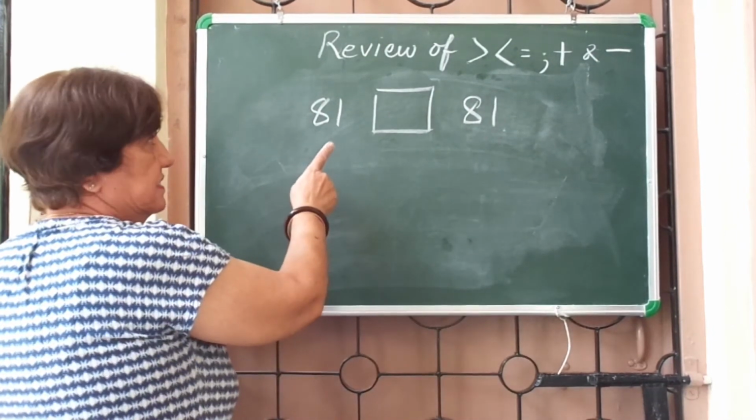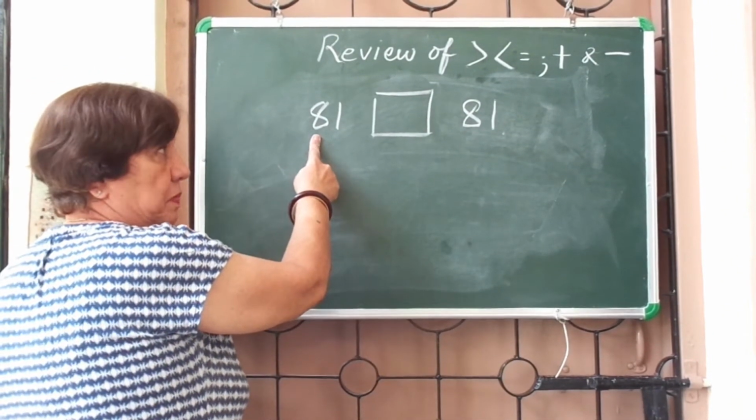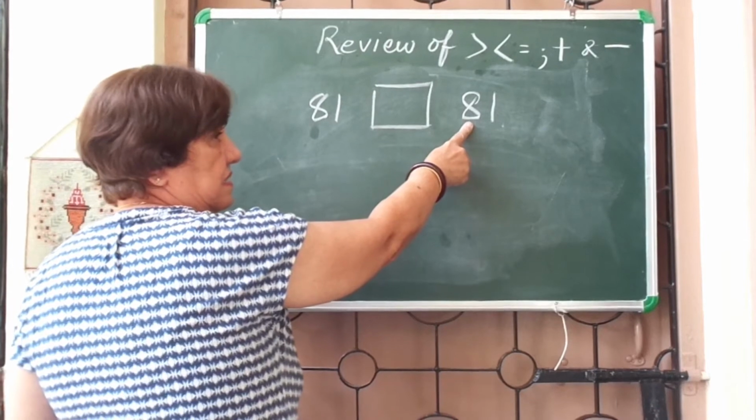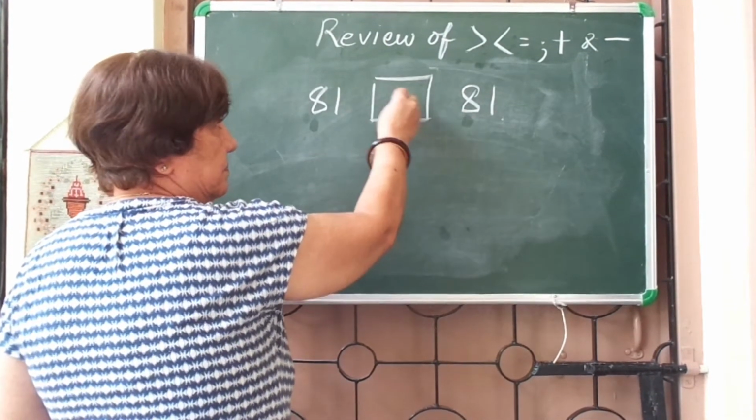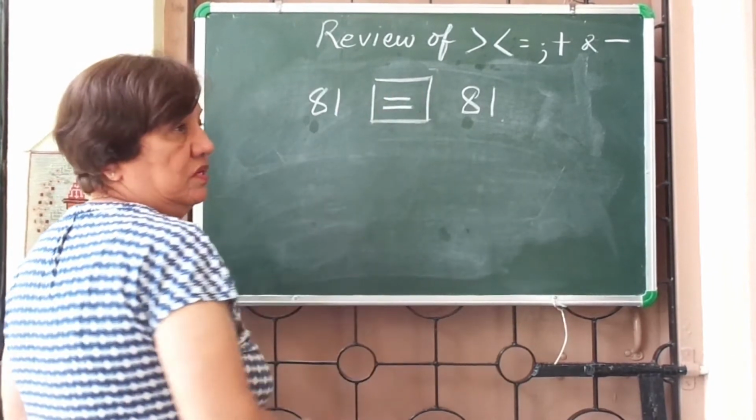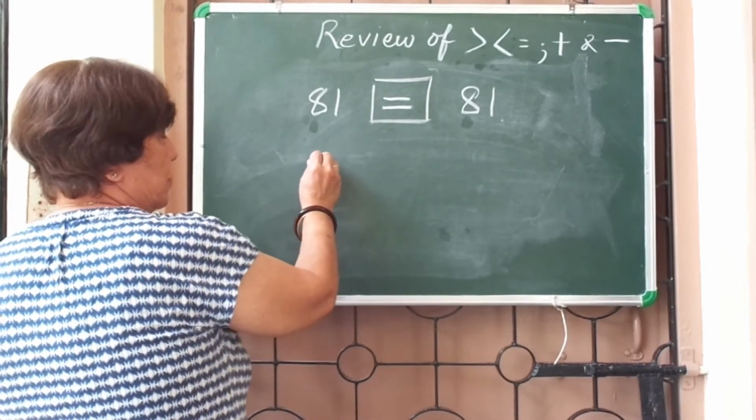Now let us check these 2 numbers. Let's look at the first number. The first number is 8. What's the second number? First number here? 8. Are they the same? So what sign will I put? Equal to.